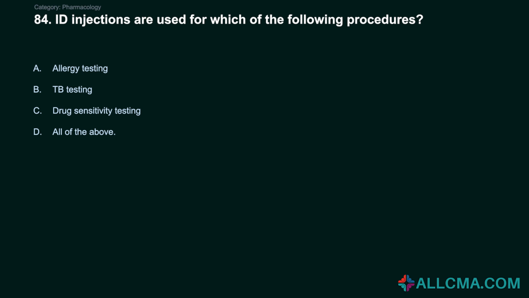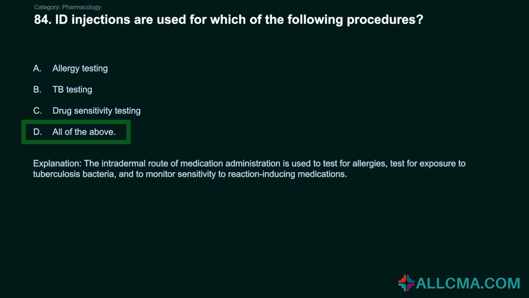84. ID injections are used for which of the following procedures? A. Allergy testing. B. TB testing. C. Drug sensitivity testing. D. All of the above. Correct answer: D. All of the above. The intradermal route of medication administration is used to test for allergies, test for exposure to tuberculosis bacteria, and to monitor sensitivity to reaction-inducing medications.